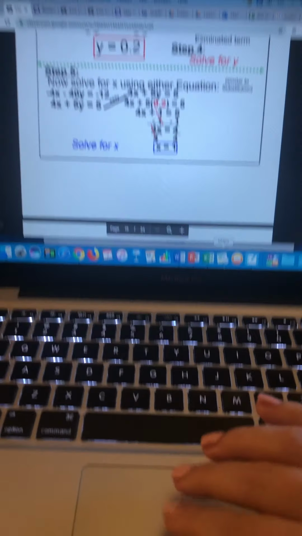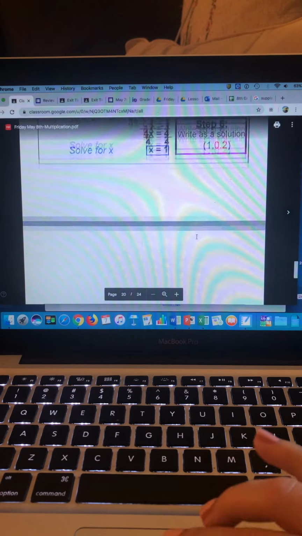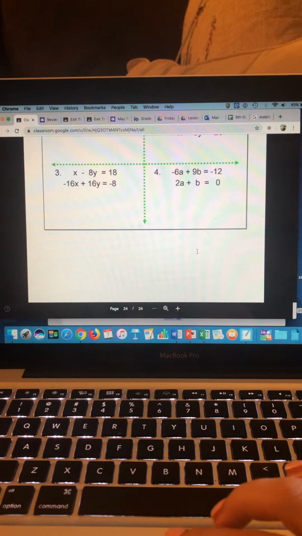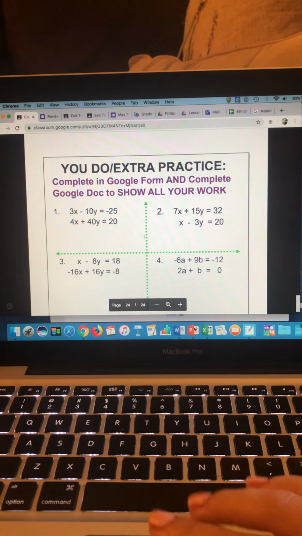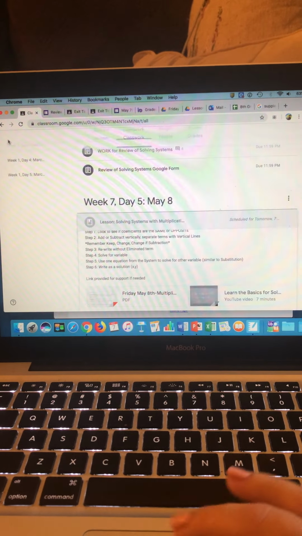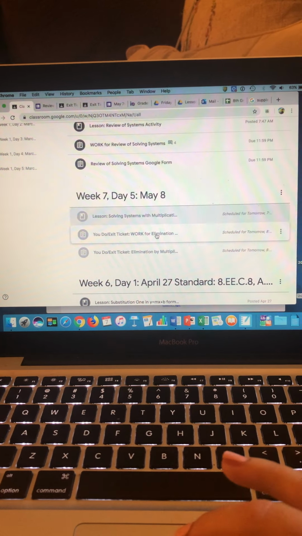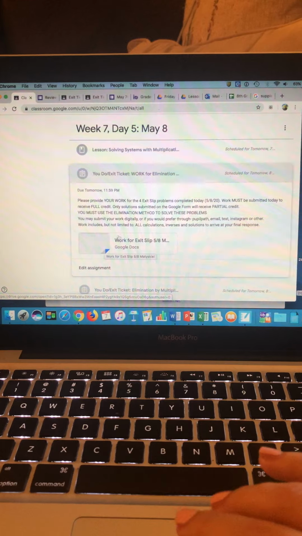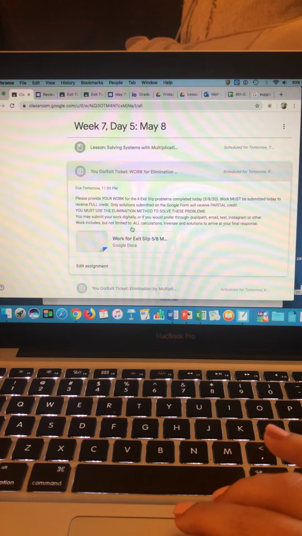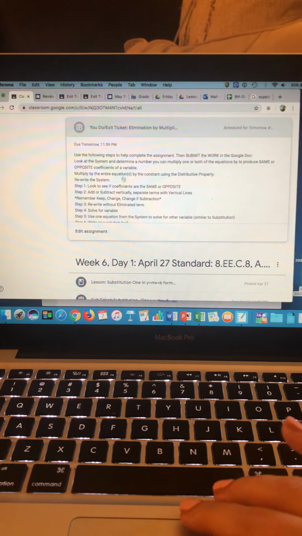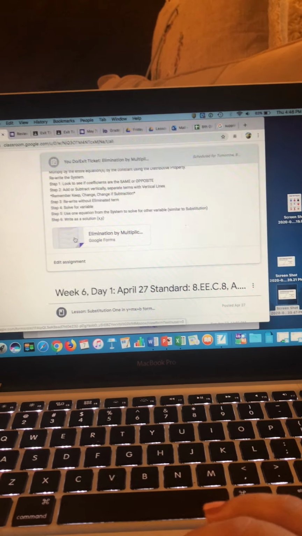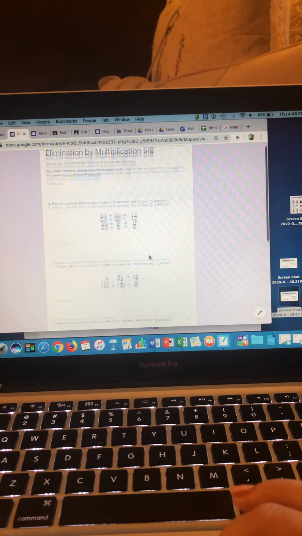So I think there's one more question for you. It takes you through different ways you could solve, and then you have your 4 questions today to do for extra practice. Like usual, you have the work document. You can send that to me using any of the options provided, and then you have your Google form where you'll answer the same questions in the Google form format.